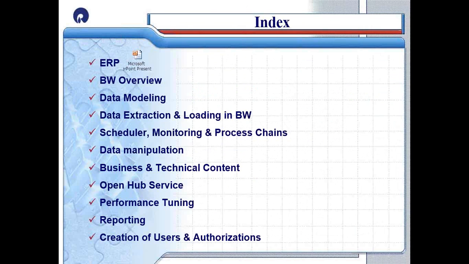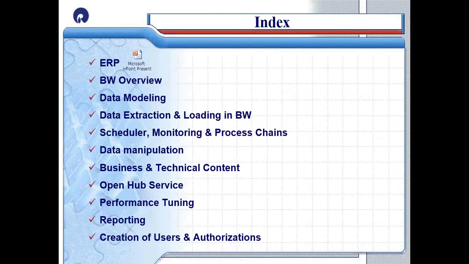Another module is called Basis, which handles system installations, backups, and user creations. All these things are taken care of by the Basis people. Another module is the ABAP programming language, a fourth generation programming language. If you want to create anything in the system, you need to use the ABAP language. That is the coding language. And the last module is called business intelligence or business warehousing, which we call a techno-functional module.